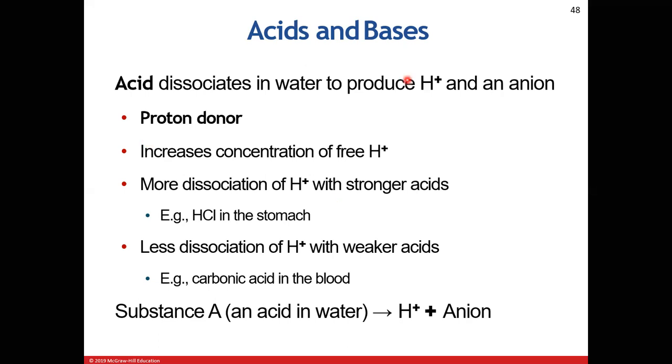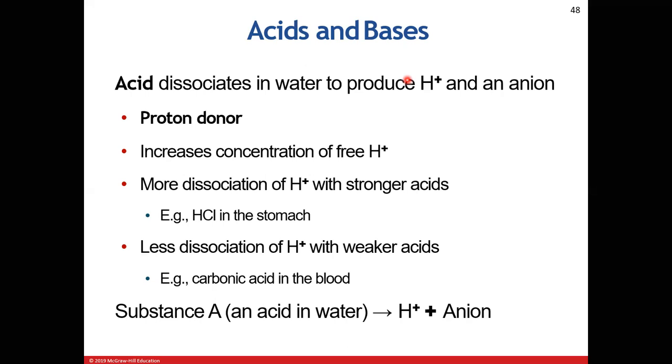And so that's actually going to indicate the strength of an acid. As we dissociate more hydronium ions into the solution, we are going to see stronger acids. So for example, HCl in the stomach. HCl, hydrochloric acid, is a very strong acid. And when you dissociate HCl into water, it releases a lot of hydronium ions into that particular solution. In weaker acids, we're going to see less dissociation of the hydronium ion. An example would be carbonic acid. Carbonic acid, again, is a very weak acid.